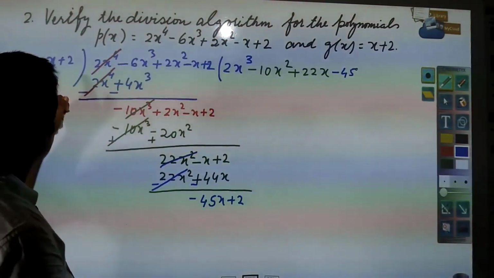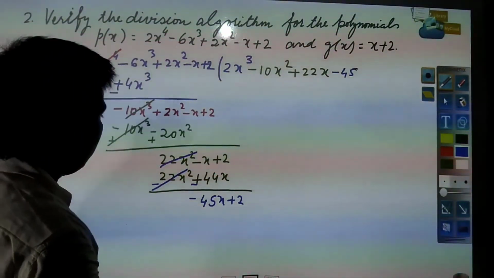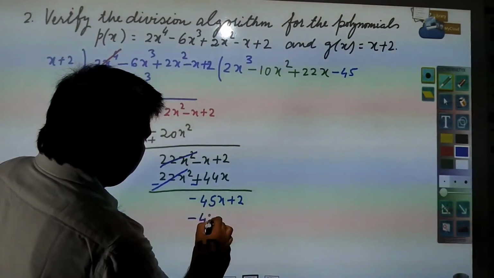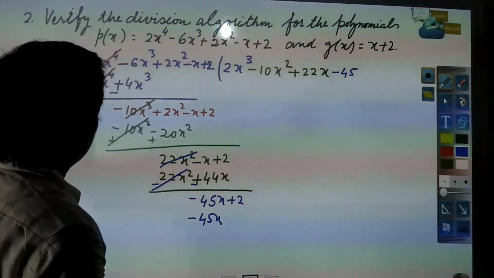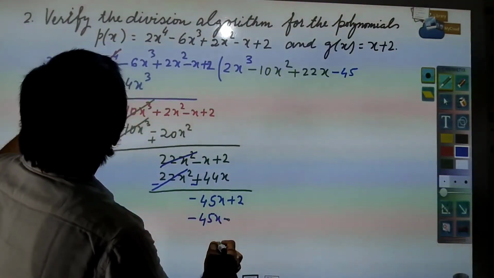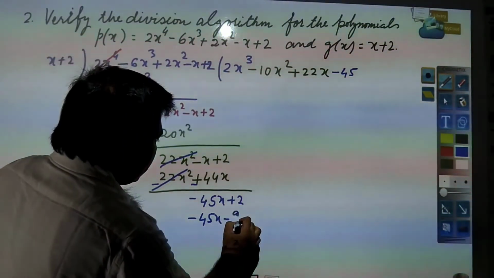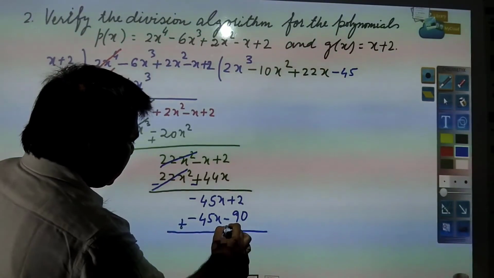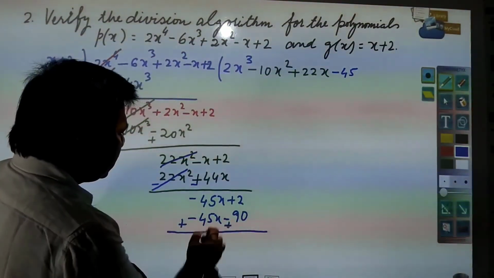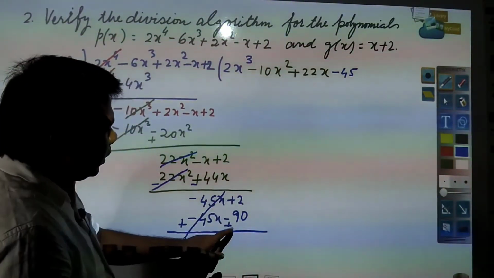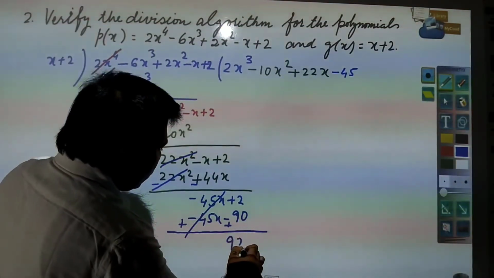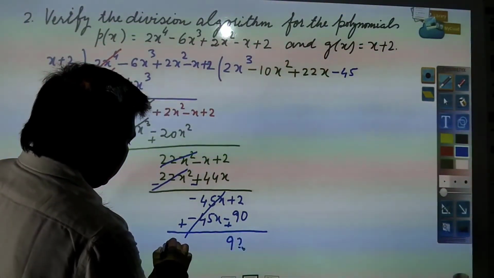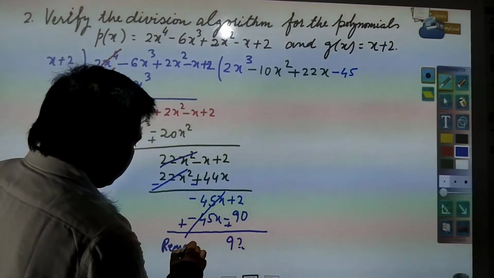So minus 45 into x, you will get minus 45x, and minus 45 into 2, 90 you will get. So here you will get plus and here you will have plus. So this will be cancelled and you will get 92. So your remainder will be 92.